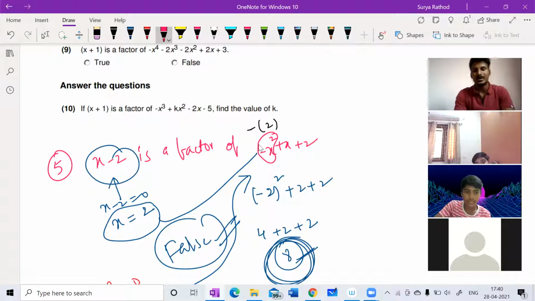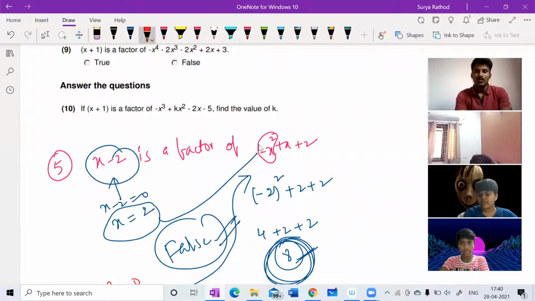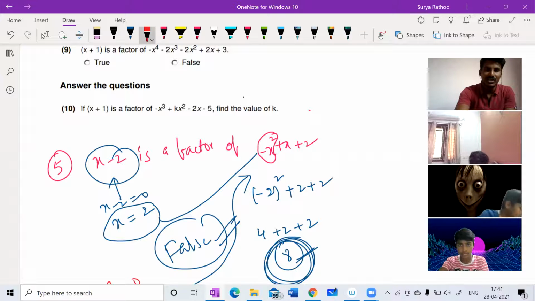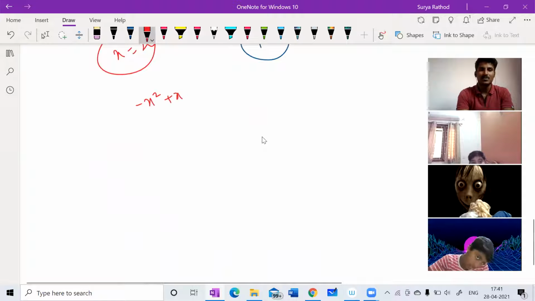Sir, check using the long division method. The remainder is 0. Yes, by using the long division method, are you getting 0? Yes, sir. We'll check it out. Minus x square plus x plus 2.